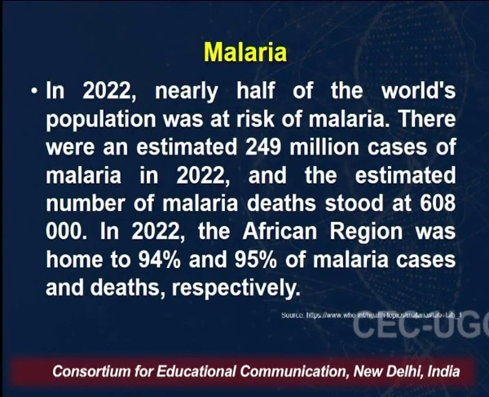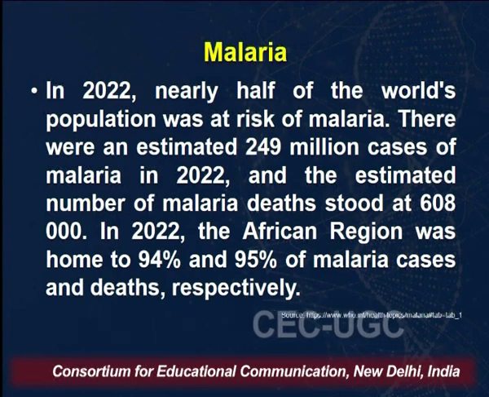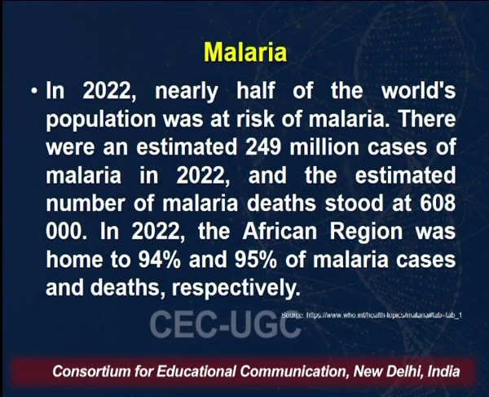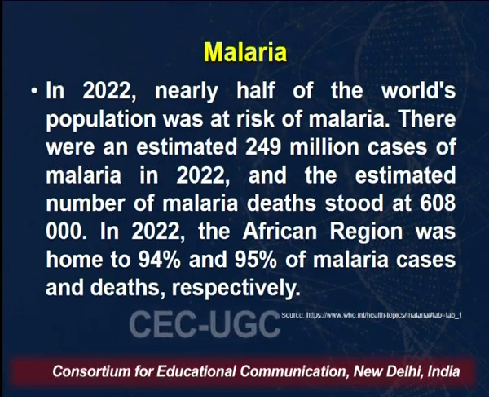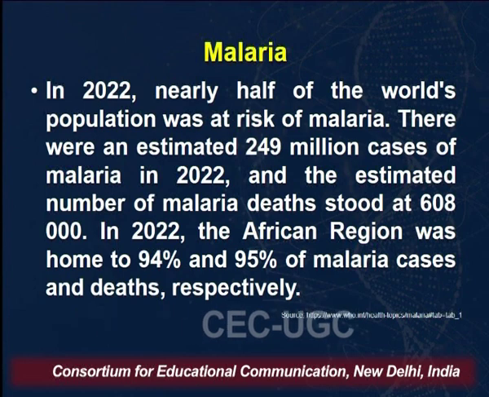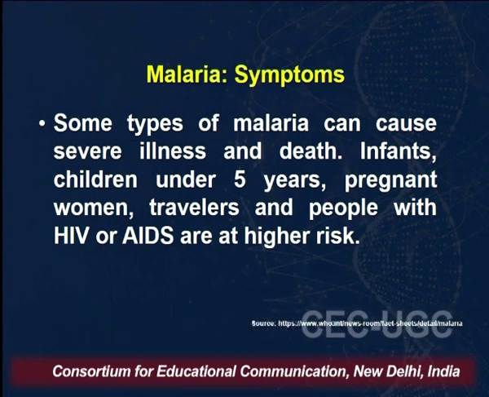Now, in 2022, it was reported that nearly half of the world's population was at risk of malaria, and there was an estimate of about 249 million cases of malaria in 2022, and the estimated number of malaria deaths stood at 608,000 in 2022. Now, most of these cases are reported from the African regions or the South Asian regions. Now, the symptoms of malaria are basically severe illness or death.